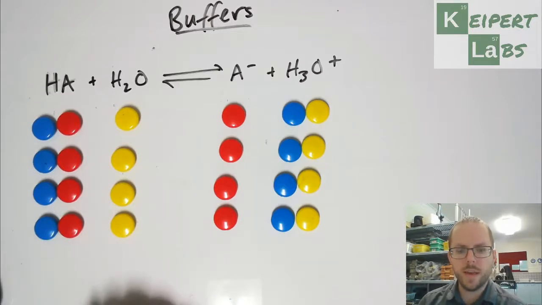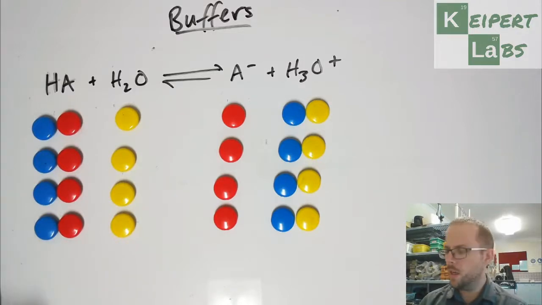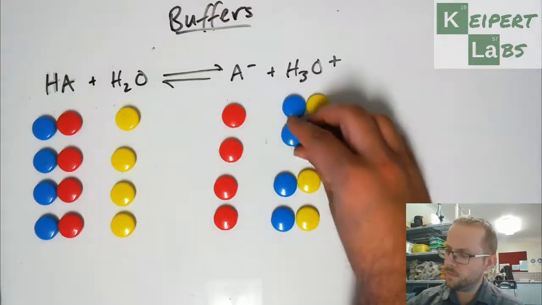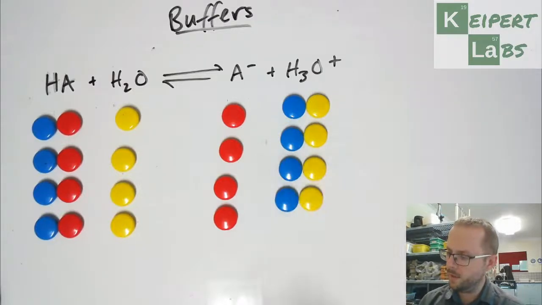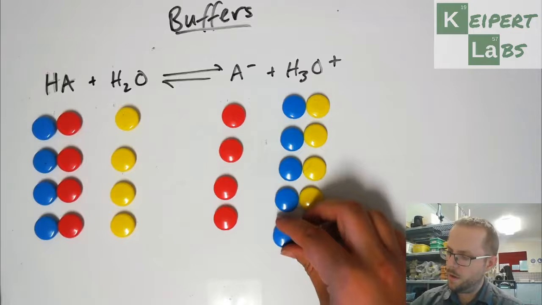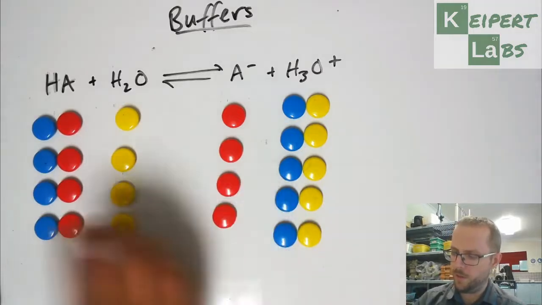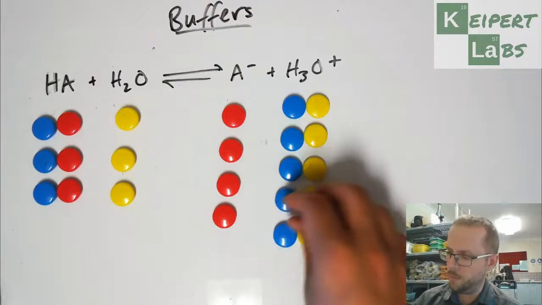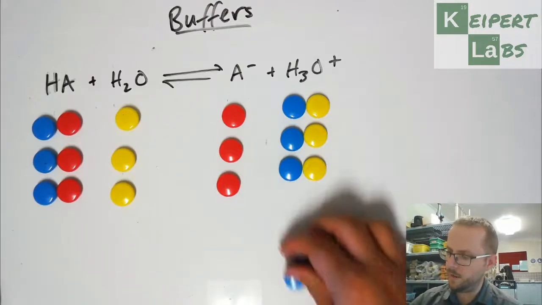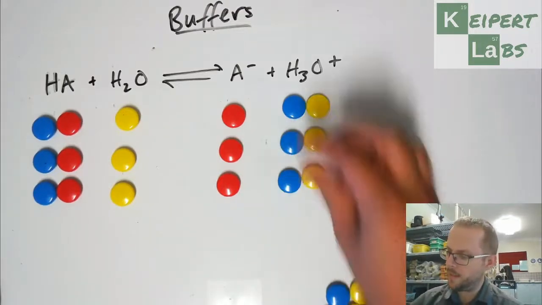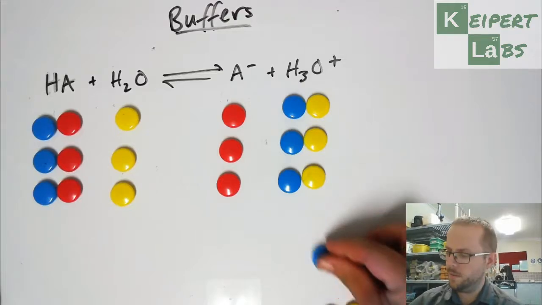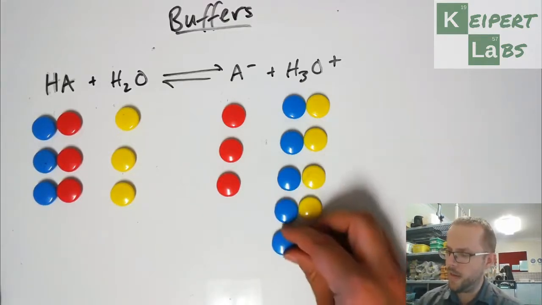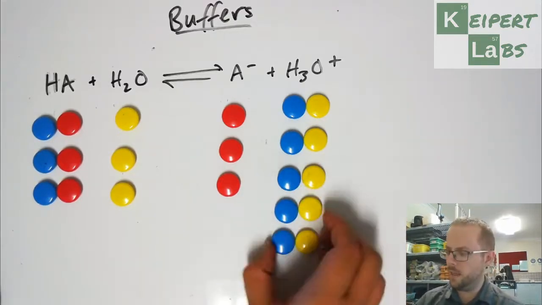Now the reason that matters is in terms of how a buffer works, thinking about it in terms of pH change. Actually, what I might do is give myself a few more buttons. So let's say I started off with 3 of each. And let's say I've added in some extra acid into this system. So that is, I've added more of that H3O plus over here.